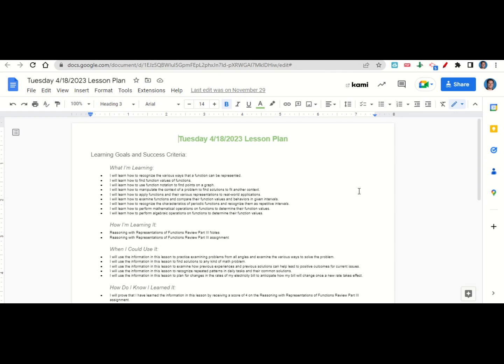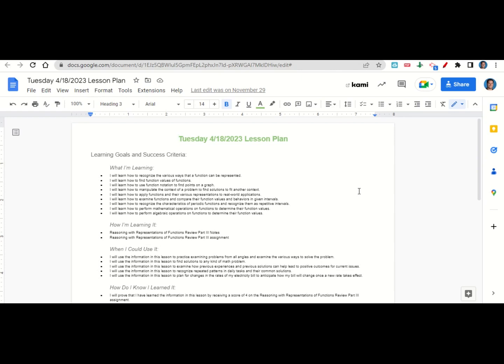How are we learning it? Through the Reasoning with Representations of Functions Review Part 3 notes and the Reasoning with Representations of Functions Review Part 3 assignment. When can we use this information? To practice examining problems from all angles and examine the various ways to solve the problem, to find solutions to any kind of math problem, to examine how previous experiences and previous solutions can lead to positive outcomes for current issues, to recognize repeated patterns in daily tasks and their common solutions, and to plan for changes in your electricity bill when a new rate takes effect.